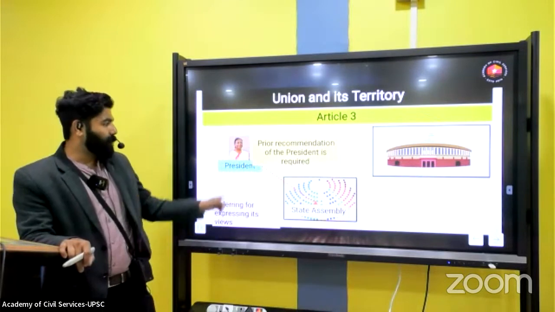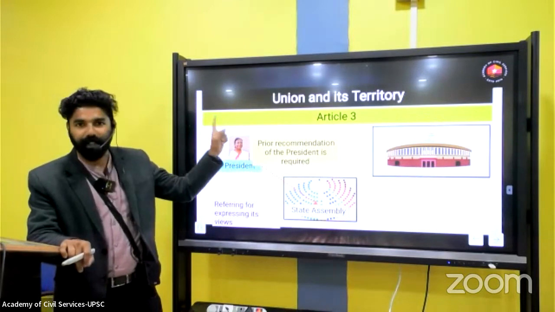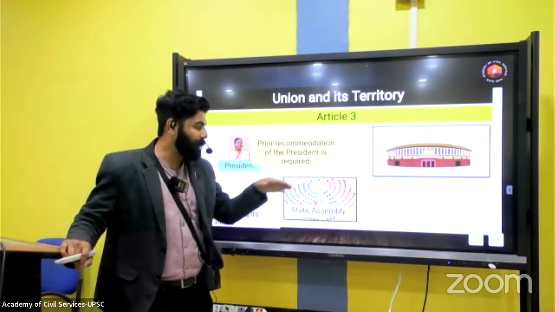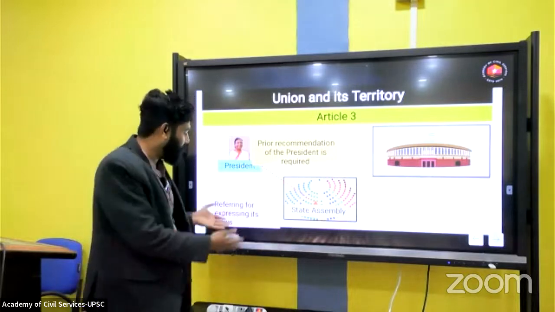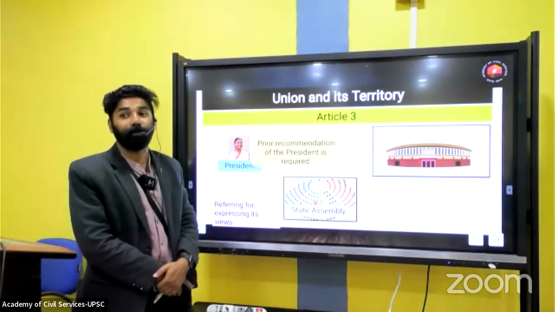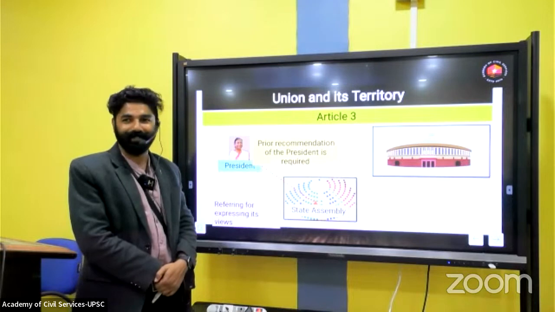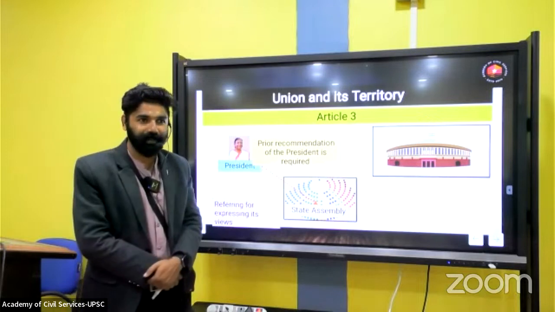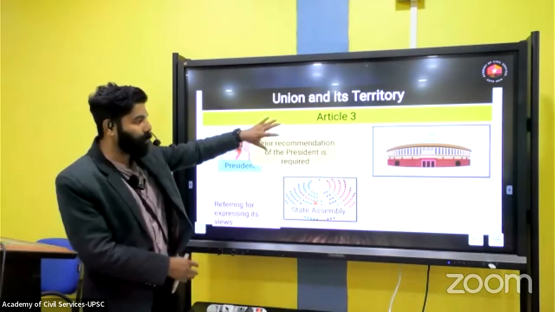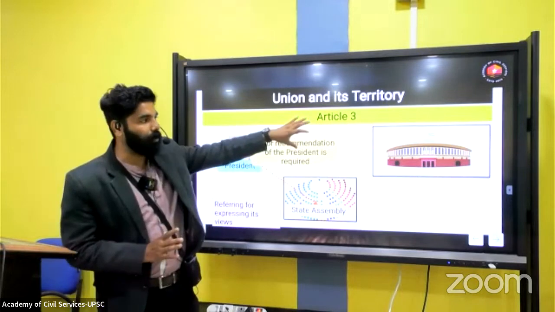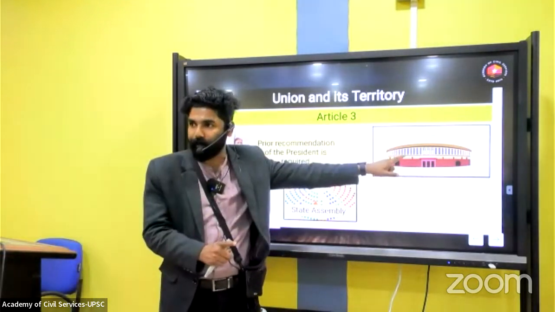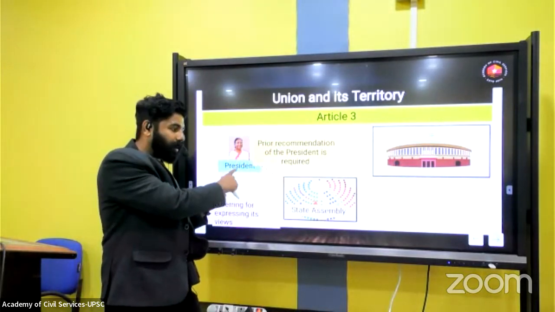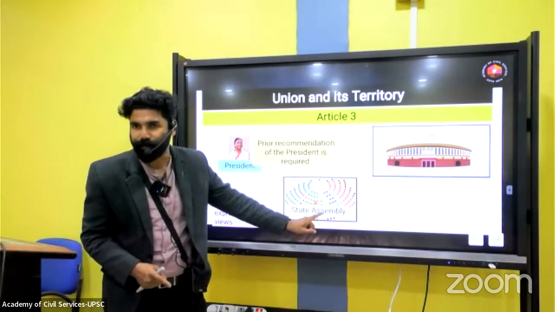You can express your views on that, whether you agree or not. So this will be referred by the President of India to the concerned state assembly, that is, the Assam State Legislative Assembly. They will express their view to the President: yes, we are happy with Pragjyotisha, but not with Assam. Or if they do not agree with the new name, they can suggest a new name. So before any bill for changing the name of Assam is introduced, the prior recommendation is required, and the President will refer the matter to the State Legislative Assembly for expressing its views.